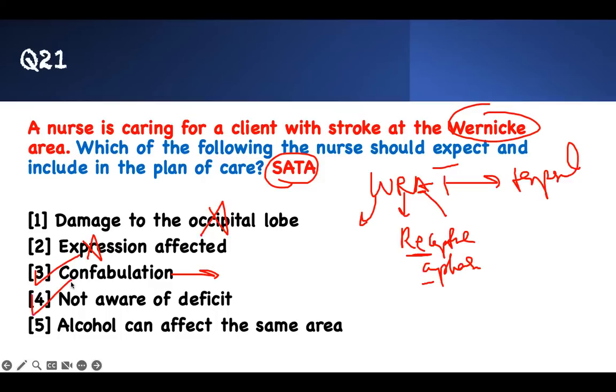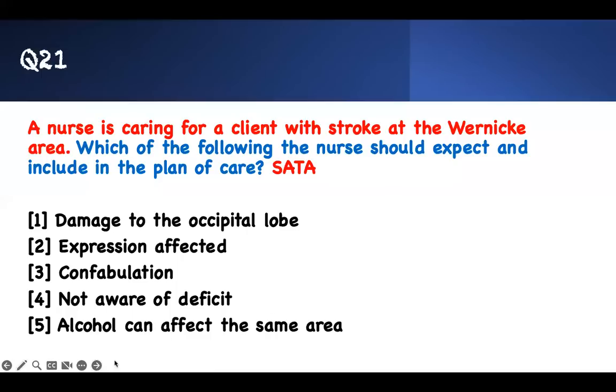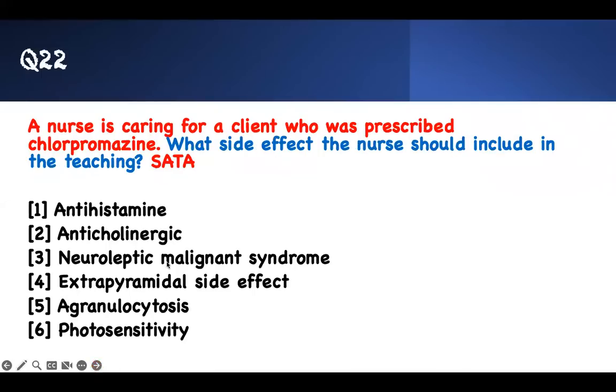If you drink alcohol for a long time, this is the area that is affected: Wernicke encephalopathy. That's it. That's my cheat sheet for Broca and Wernicke area.